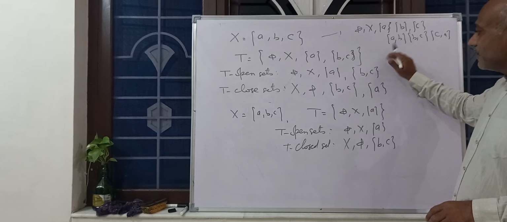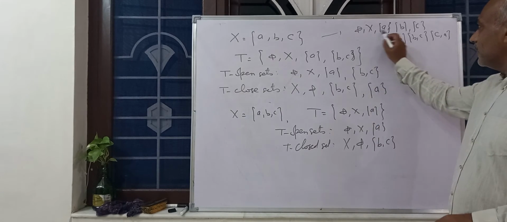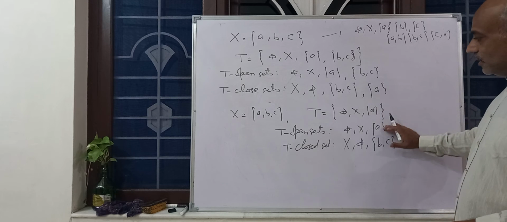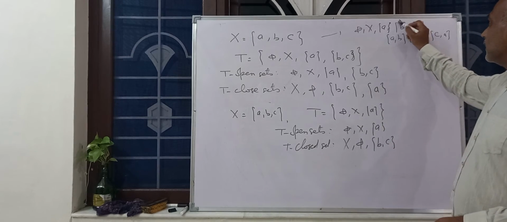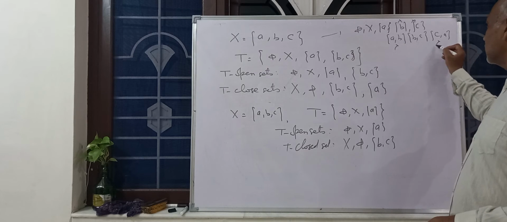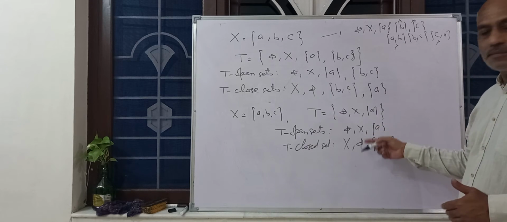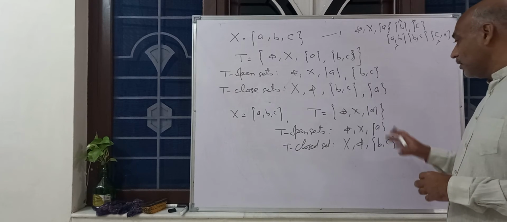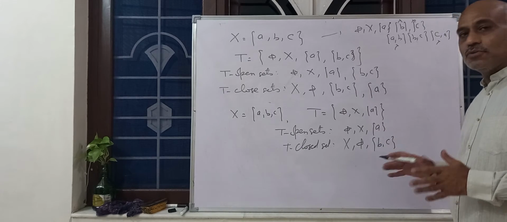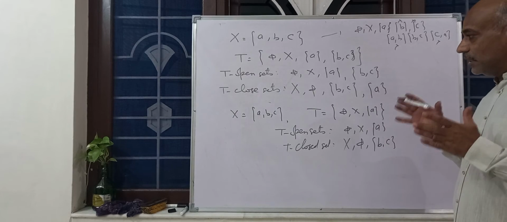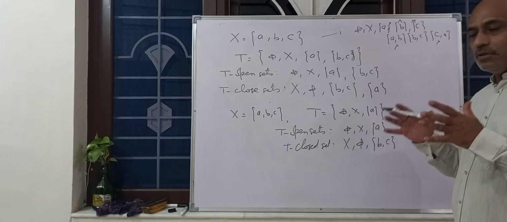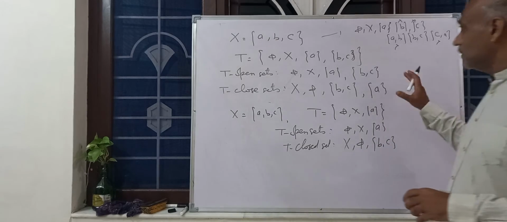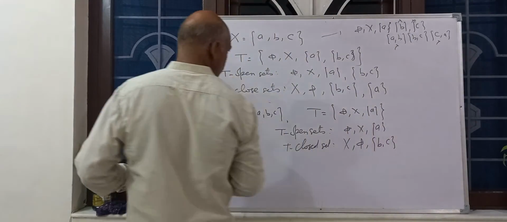So here we see phi, X, A, and BC are T open or T closed, but B is not here anywhere, neither T open nor T closed. At least either here or here it should exist. All subsets must be either T closed or T open. So this is not a dual space. This is not a dual space.